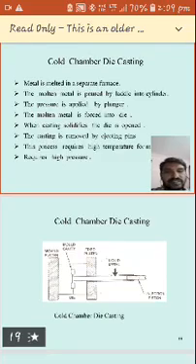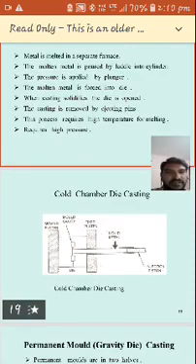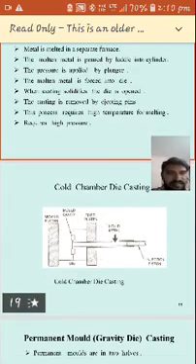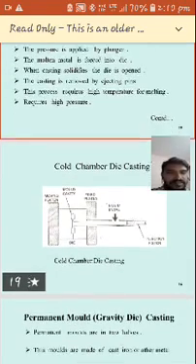This process requires high temperature for melting. It requires very high pressure. So it requires both things: temperature is required as well as pressure.